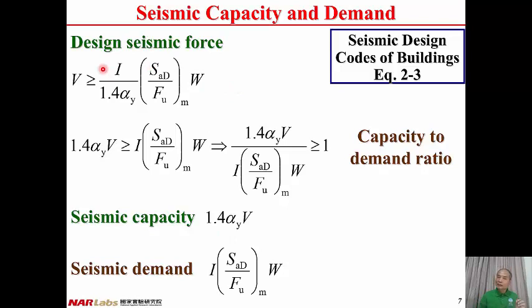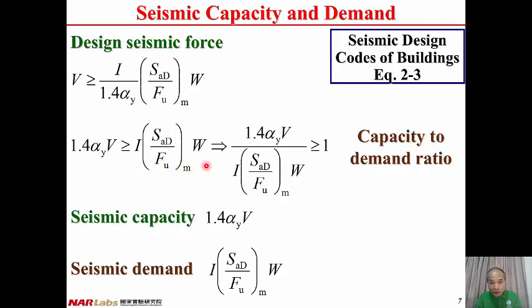Since the design seismic force is the minimum requirement, the actual base shear strength of the building must be larger than or equal to I divided by 1.4 alpha y, times SAD divided by FU modification, times W. If we move 1.4 alpha y to the left-hand side of the inequality, then we have 1.4 alpha y times V larger than or equal to I times SAD divided by FU modification times W.